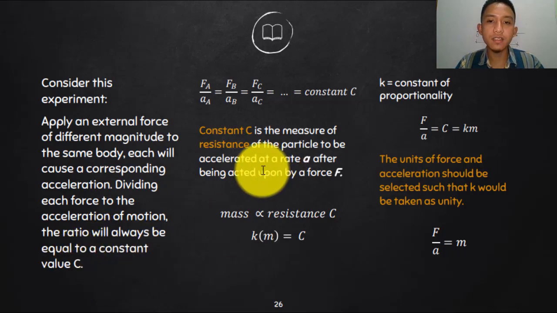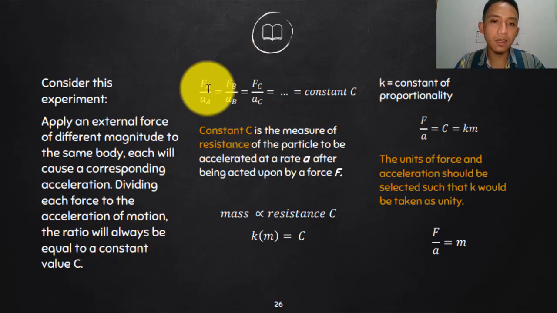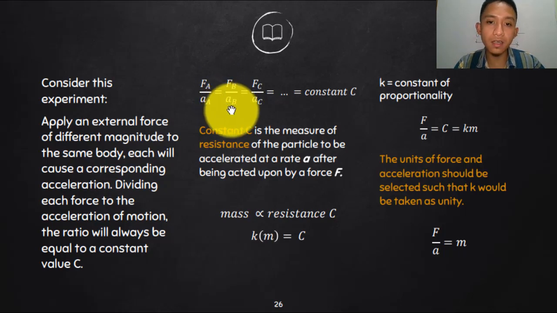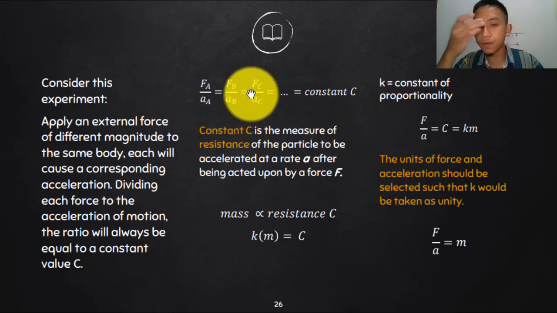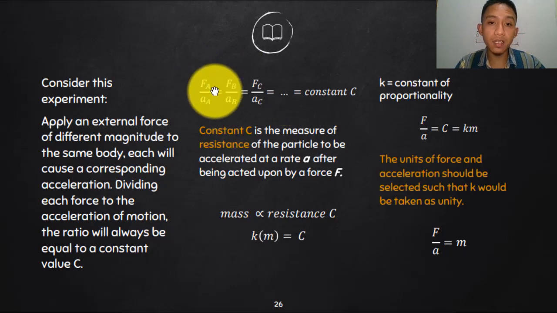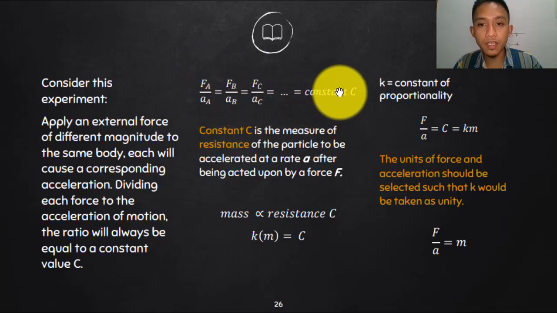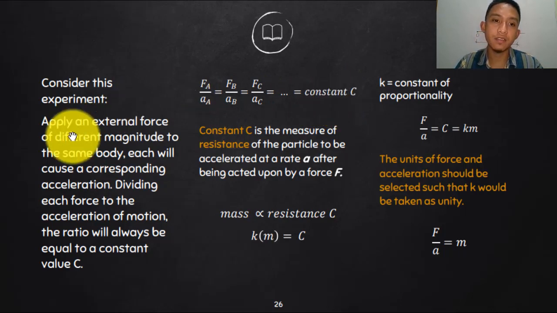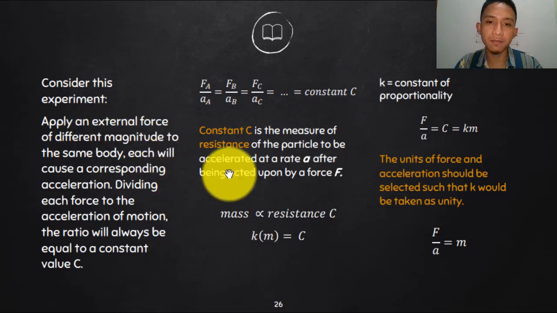So it means even if you put there force A and it ended up with acceleration A, and you apply another force B and end up with a different acceleration, and so on and so forth, if you try to get the ratio of the force over acceleration, that will always be constant. That is according to the experiment.